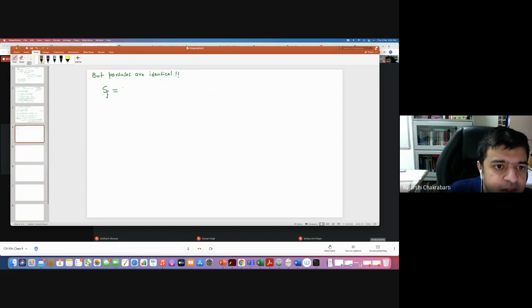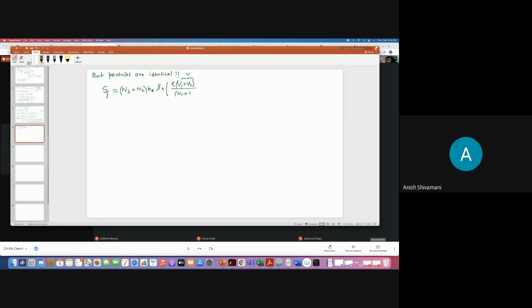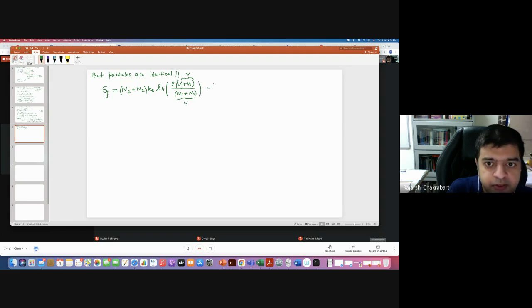I should write that, okay, the total number of particles, which is N1 plus N2, times kb ln eV by N. V is actually V1 plus V2, which is V, divided by N1 plus N2, which is N, plus N1 kb sigma 1 plus N2 kb sigma 2. So in this case, what will be the delta S mixing? Let us calculate delta S mixing. Let me write down Si also.